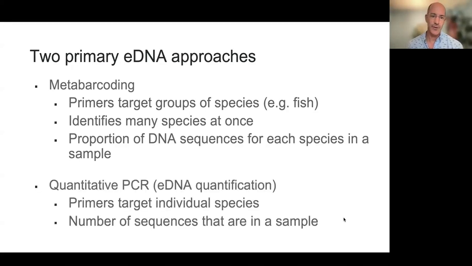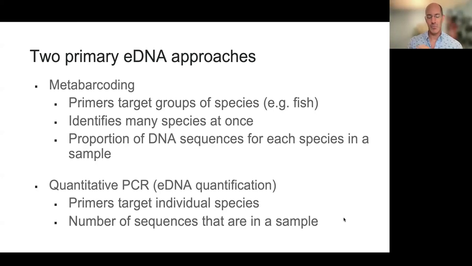The other group of approaches is more of a quantitative approach. So we can call it eDNA quantification, or the term that's typically used for it is quantitative PCR. PCR stands for polymerase chain reaction. It's just a set of chemical reactions that takes place to increase the amount of DNA that you have from your sample. So you're copying DNA, and for each chemical reaction, doubling the amount of DNA that you have.